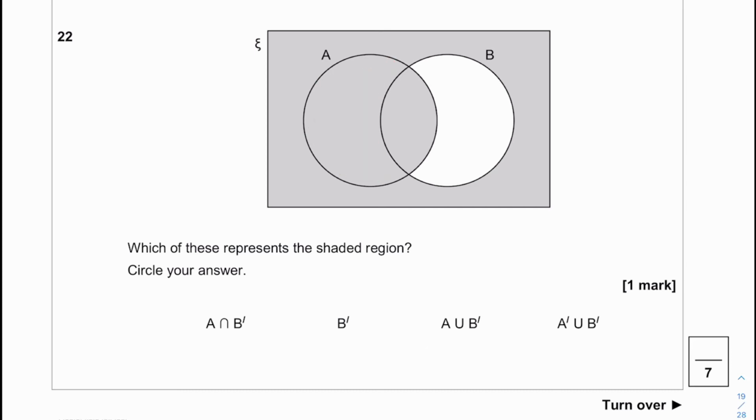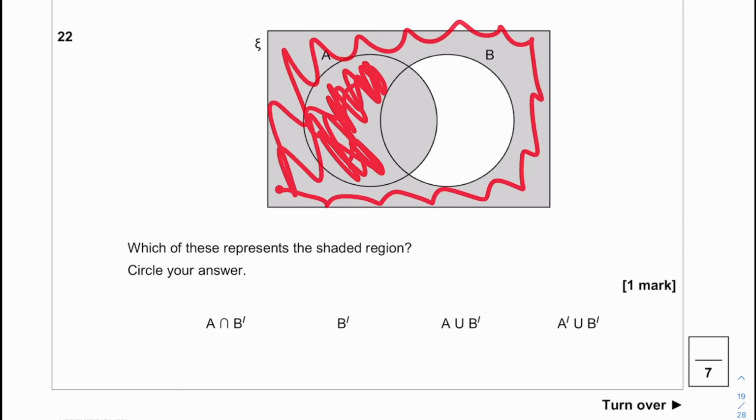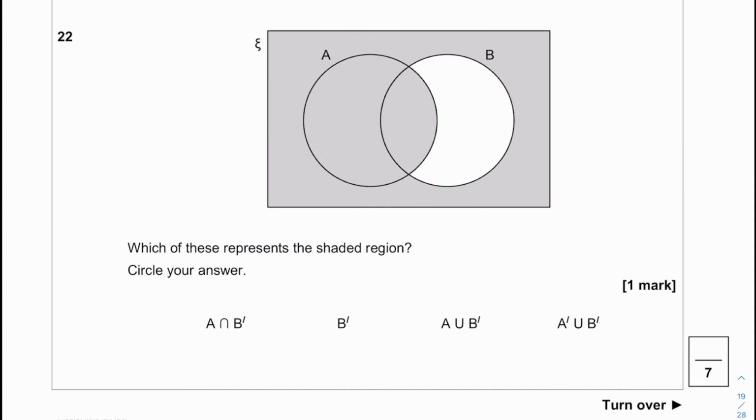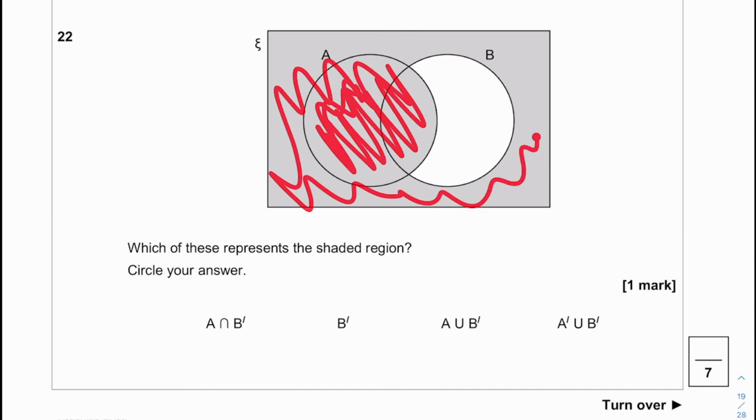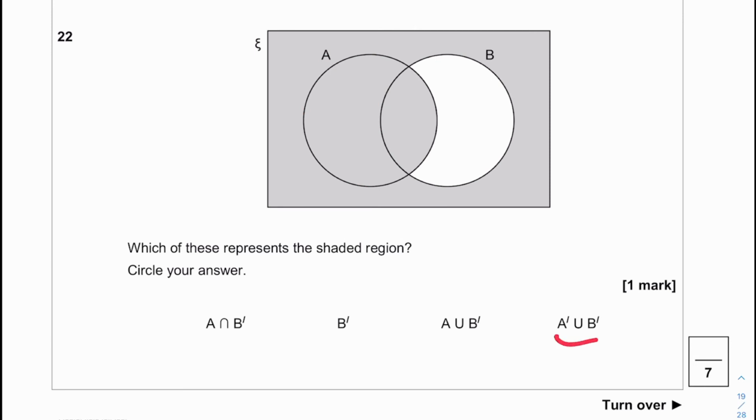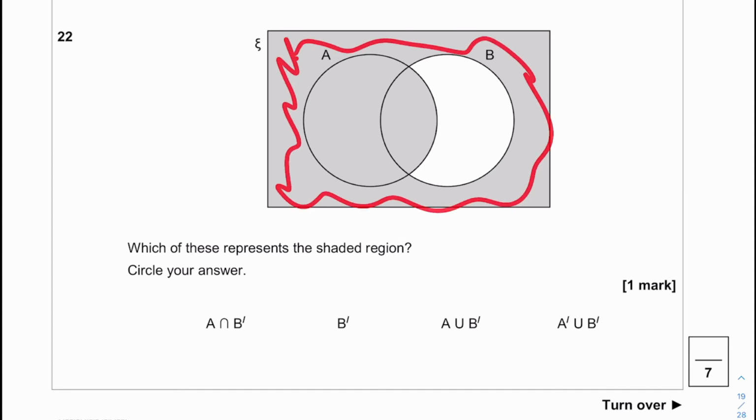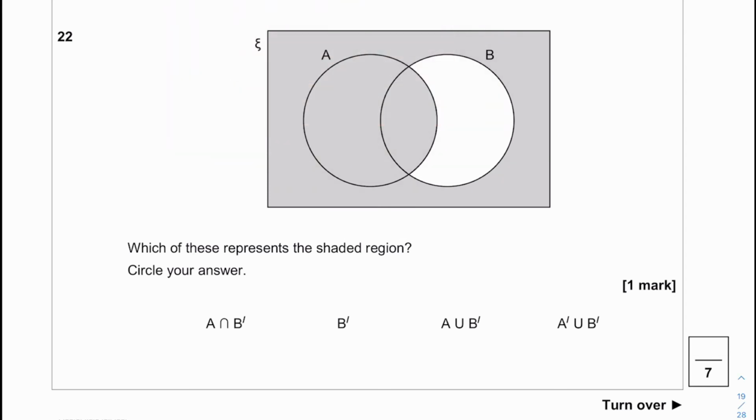We've then got complement of B, which is anything that isn't B. So we'd have all of A apart from the bit that intersects B, as well as all the outside bit. We've then got A union complement B, so we've got all of A first of all, and then anything that isn't B. So we've then got all this part. So we can see that that is actually our answer, but just to confirm the final one, complement of A union complement of B, that means anything that isn't A or B, which is essentially the outside part. So the answer is the third one, A union complement B.